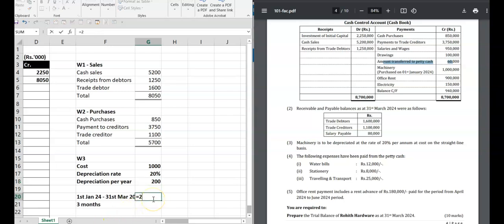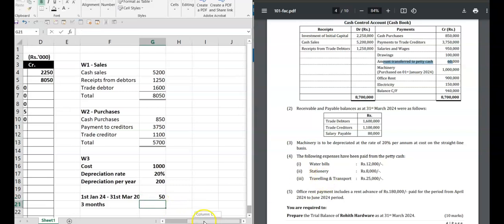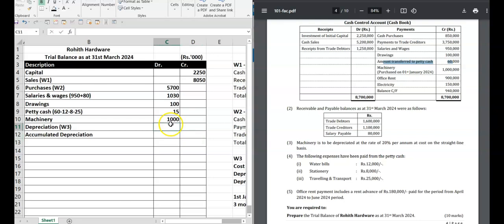So what you have to do, 200 divided by 12 months into 3 months, that will be 50. So the depreciation, accumulated depreciation will be 50. Depreciation expenses will be 50 in the debit side. Accumulated depreciation is also 50 in the credit side. So this is how you have to do it. Right, so machinery is over now.